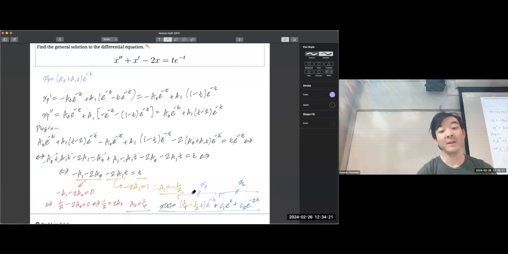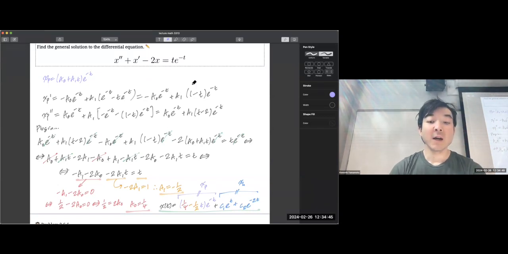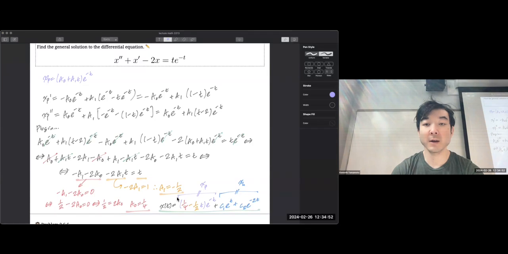But you should get that this plugged into the left-hand side will give you t e to the negative t. And it's a general solution because it's not like you just found any one particular solution. You've now characterized the infinite family of solutions, because C1 and C2 can be arbitrary. So the goal of this class is to be able to get your hands on the general solution that satisfies this differential equation. And it turns out for second order equations, you have up to 2 degrees of freedom where you can set C1 and C2 to be any arbitrary thing.